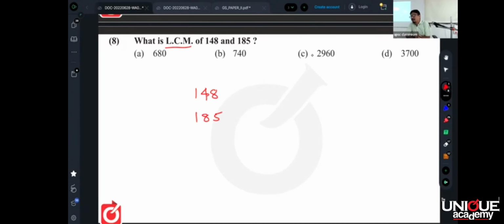148 is very much close to 150. So 150 and 185, the difference is 35 orally. Right? And here two more. So it is 37. Most important sentence from practical approach as well as calculations point of view.